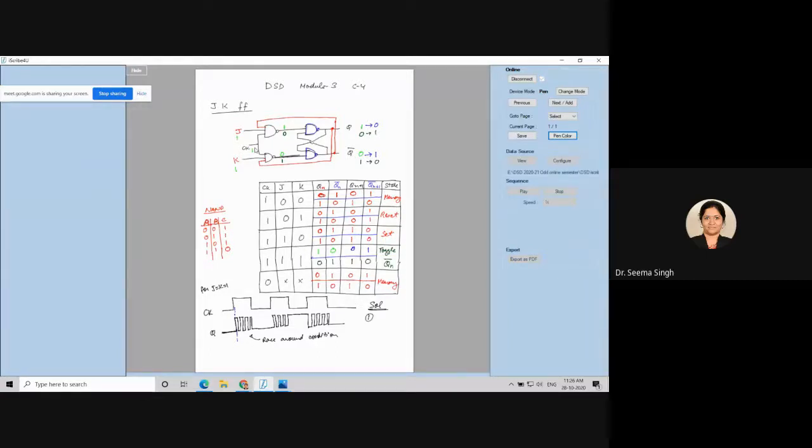Number one solution is, instead of using pulse triggered flip flop, we use an edge triggered flip flop. Edge triggered flip flop, what happens? The state changes only at the edge of the clock. If it is positive edge triggered, it will change only at this edge. And if it is negative edge triggered, it will change only at this negative edge. So either positive edge or negative edge. This race around condition is happening when clock is high.